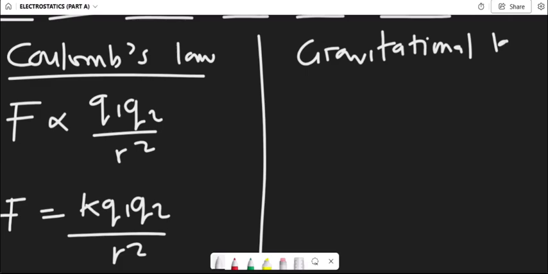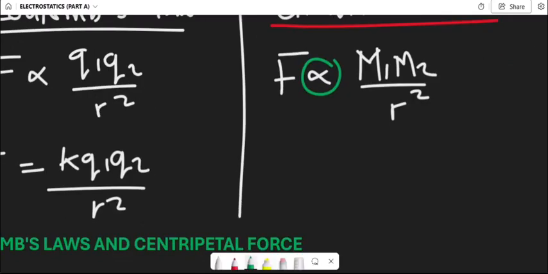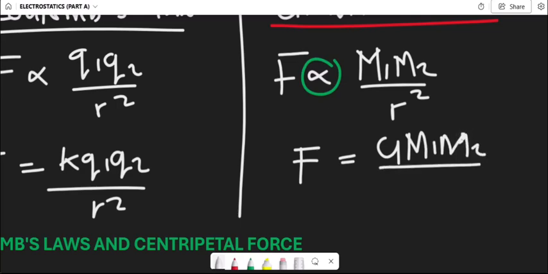Universal gravitational force was discovered by a man called Sir Isaac Newton. Sir Isaac Newton says that the force of attraction between two heavenly bodies is directly proportional to the product of their masses and inversely proportional to the square of their distance. And later on, the proportionality sign produced a constant, referred to as the universal gravitational constant, that's G. Now we have G M1 M2 over R squared.